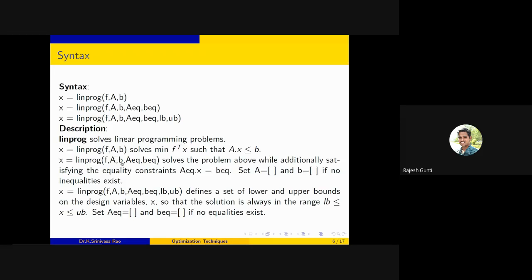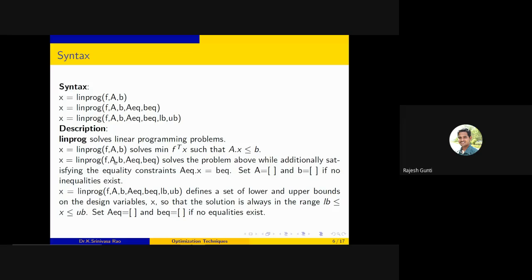linprog solves linear programming problems. x equals linprog(f, A, b) solves minimization. If you want to solve LPP using MATLAB, the function should be minimized. Otherwise, if it is maximum, we will convert it to minimization and solve. linprog(f, A, b) solves min of the objective function such that A times x is less than or equal to b. That means only less than or equal to constraints.